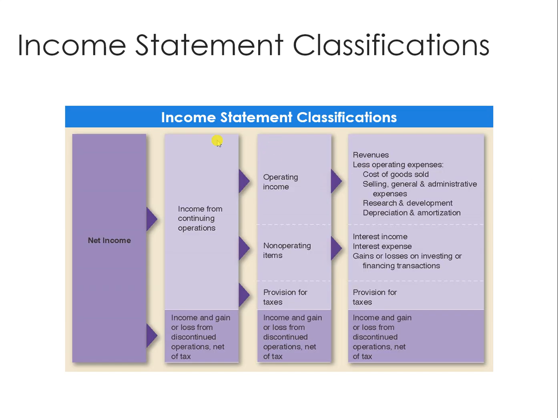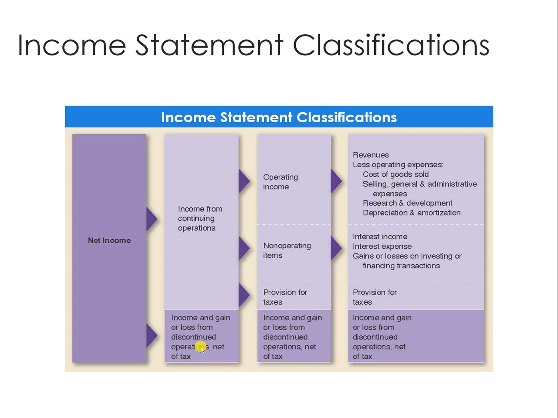So let's talk about the classification of the income statement. The net income can be decomposed into income from continuing operations and income from the gain or loss from discontinued operations, net of tax. Most of the net income we expect to persist into future periods. We expect those operations to continue. But some of these operations will be discontinued in this period. For example, a company may sell one of its divisions.